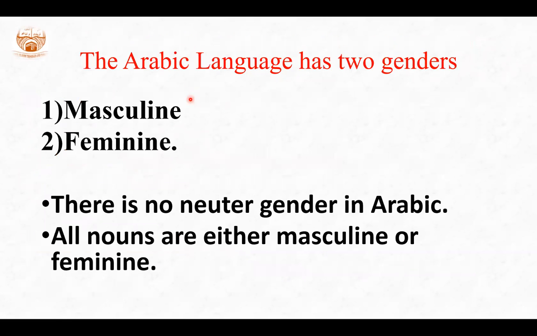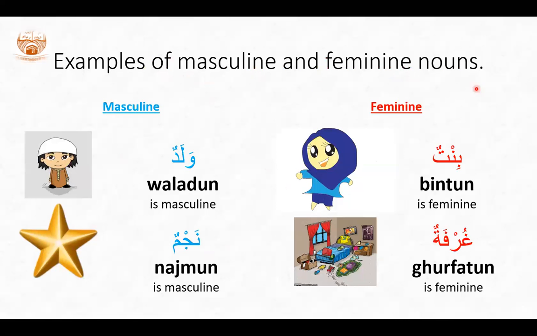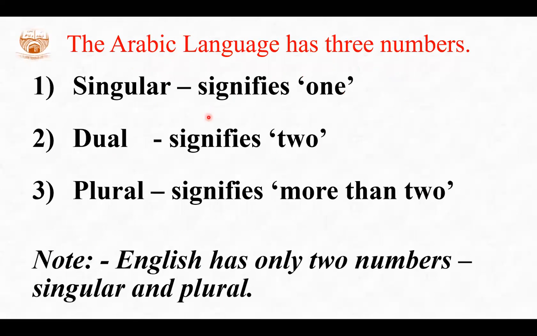particle. How many genders are there in Arabic? Masculine and feminine. These are the 2 genders. We don't have a neuter gender. Okay. So we have, for instance, Waladun is a boy, Bintun is a girl, Najmun is star, Gurfatun is a room. Moving on. Arabic language has 3 numbers.